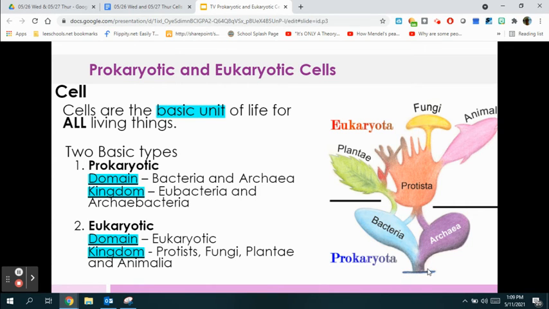All life came from a single cell, and the cell started evolving to bacteria and archaea, and then this started evolving and mutating, and we got protists, plantae, fungi, and animalia.